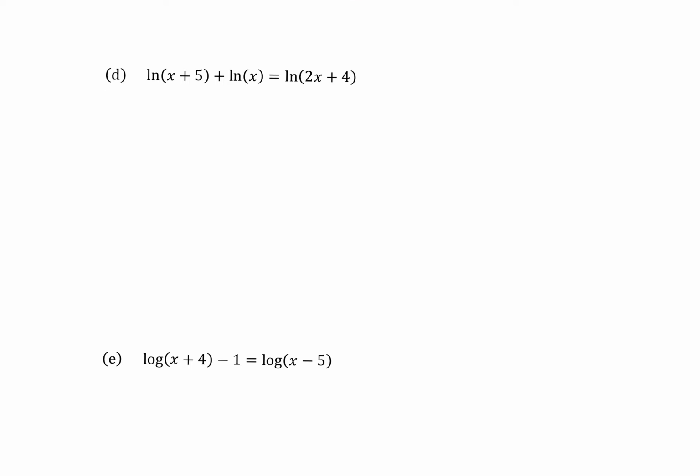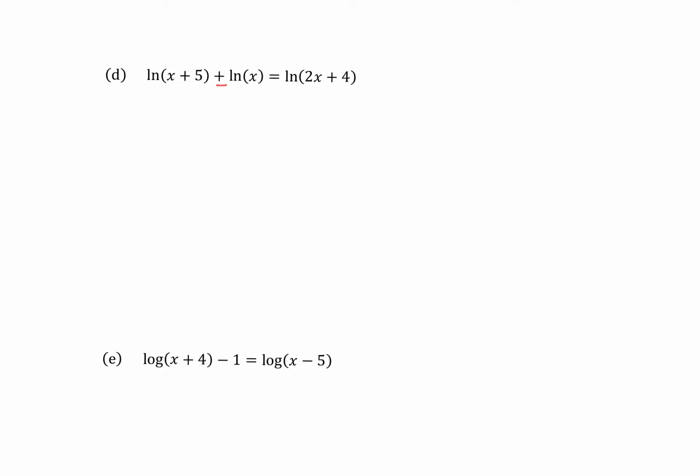Okay, a couple more. Let's look at D. So in D, we have natural log plus natural log equal to natural log. The bases are all the same. You cannot cancel the natural logs. And that's because we don't have natural log equal to natural log. I have 2 natural logs on the left and only 1 natural log on the right. It has to be 1 natural log equal to 1 natural log before I can cancel.